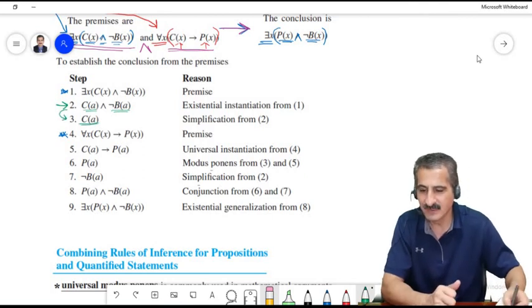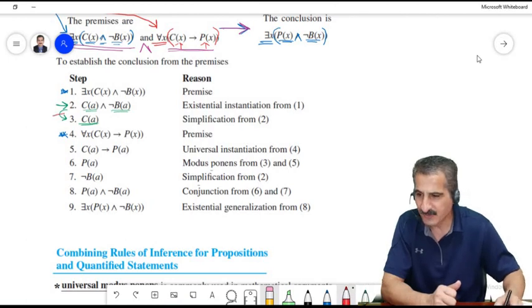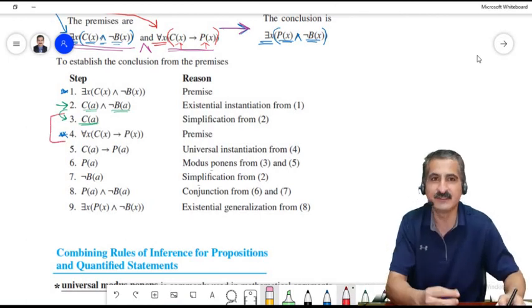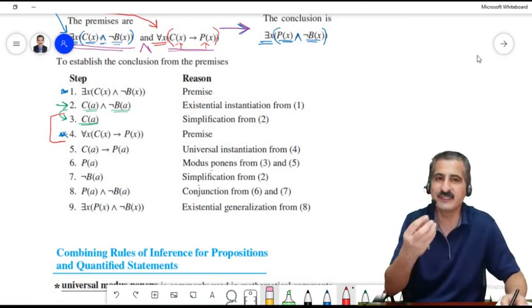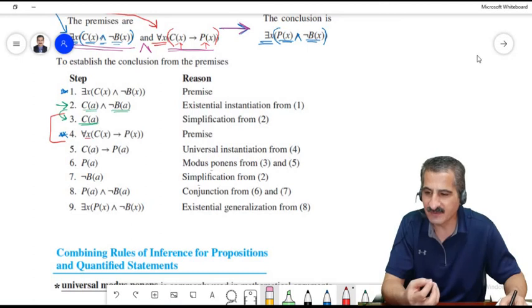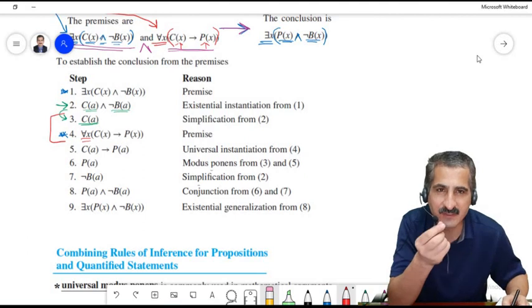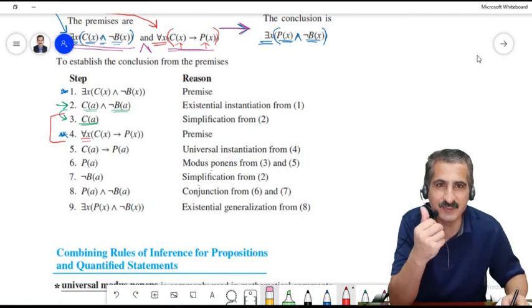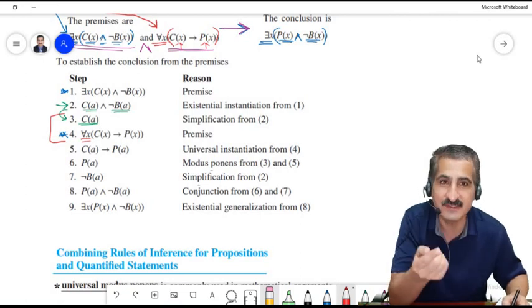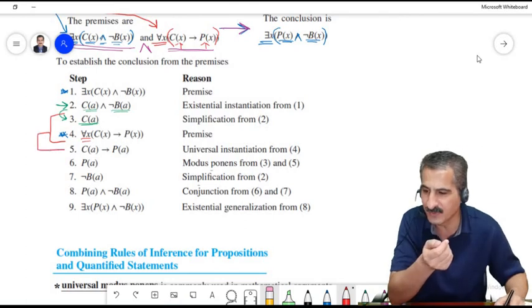Okay, now we will use 3 and 4. We have 4 in hand, that's why I marked it with the blue. It says we have C of a is true, and we have that for every x, if C of x, then P of x. For every x, if C of x is happening, then P of x is happening. But now we are saying in 3 that C of a is happening. So we will conclude that P of a is happening. And then we concluded this: P of a is happening.